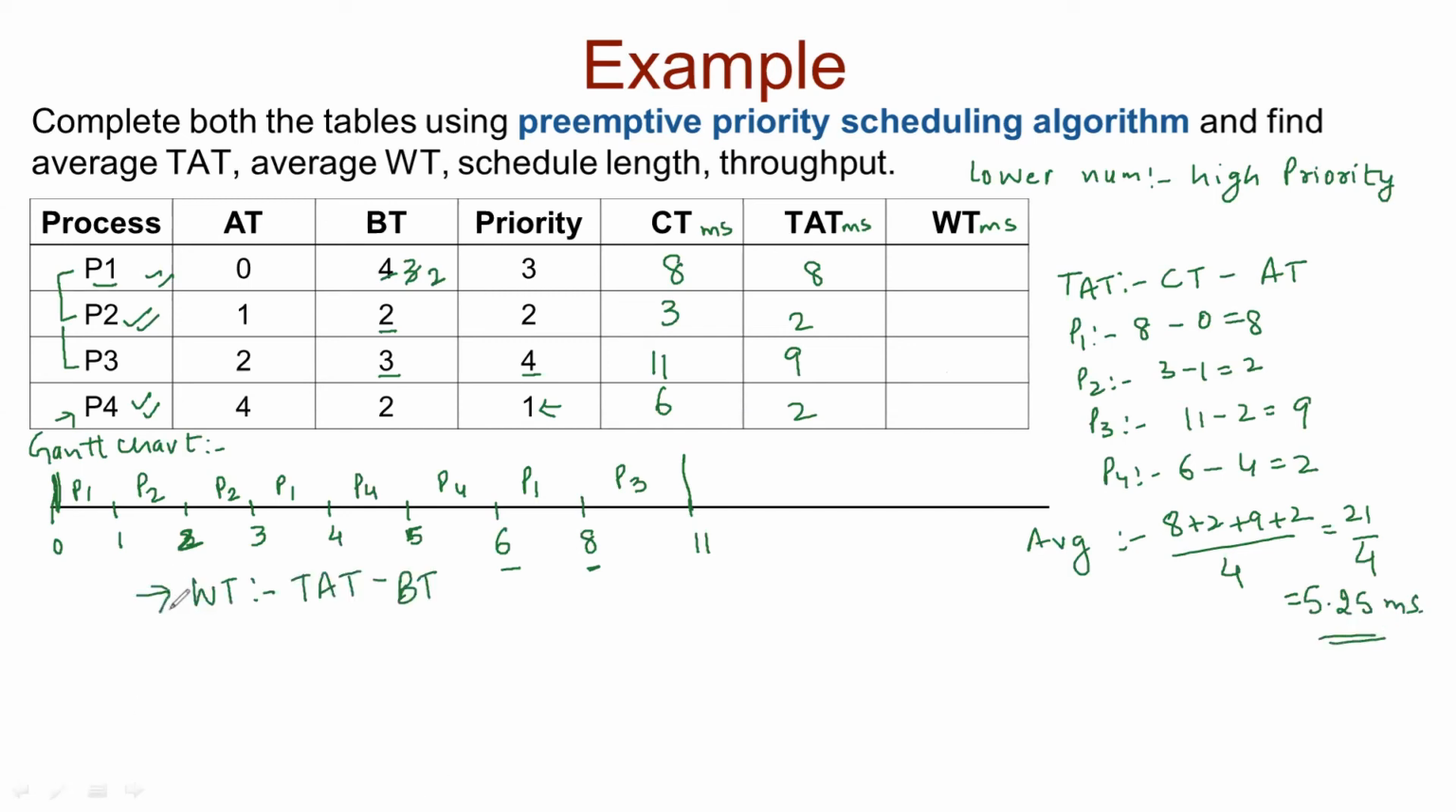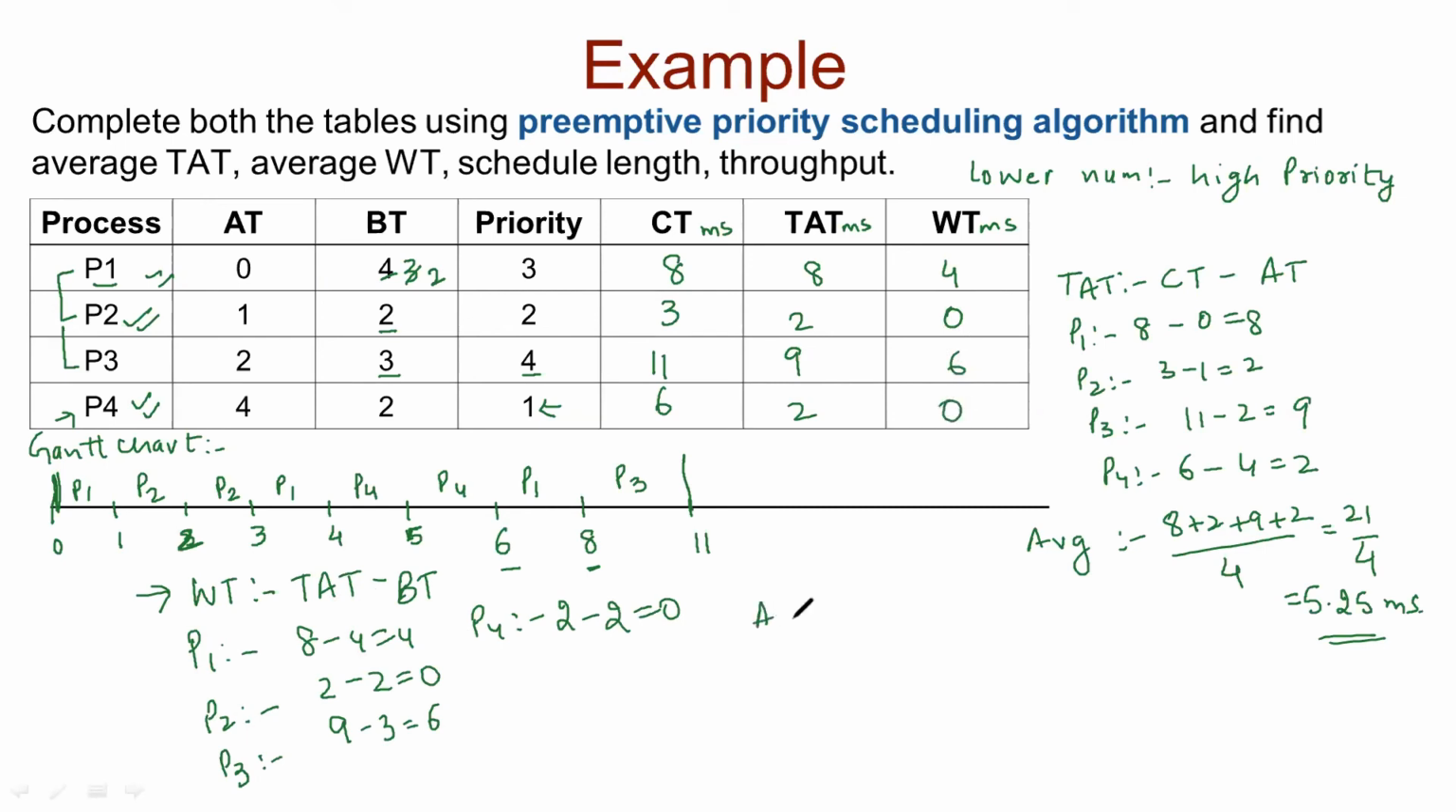Let's see waiting time. Waiting time is turnaround time minus burst time. For P1, it is 8 minus 4, 4. For P2, it is 2 minus 2, which is 0. And for P3, it is, yes, 9 minus CPU burst time is 3, which is 6. For P4, it is 2 minus 2, which is 0. 4, 0, 6, 0. From here, you can find out average waiting time. 4 plus 0 plus 6 plus 0 divided by 4, which is 10 divided by 4, which is 2.5 millisecond.